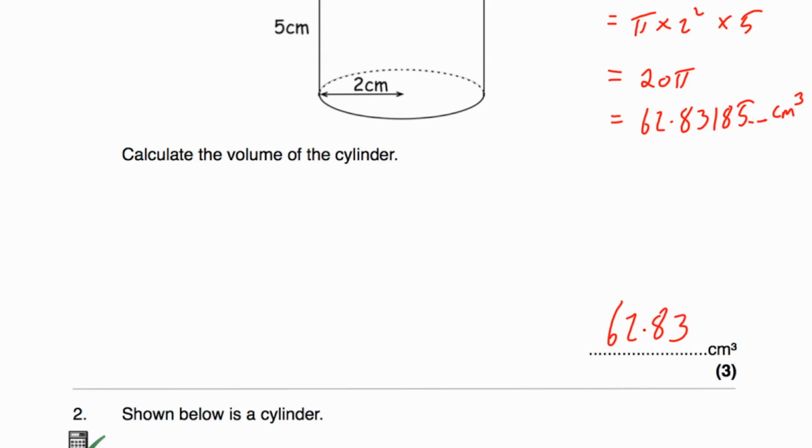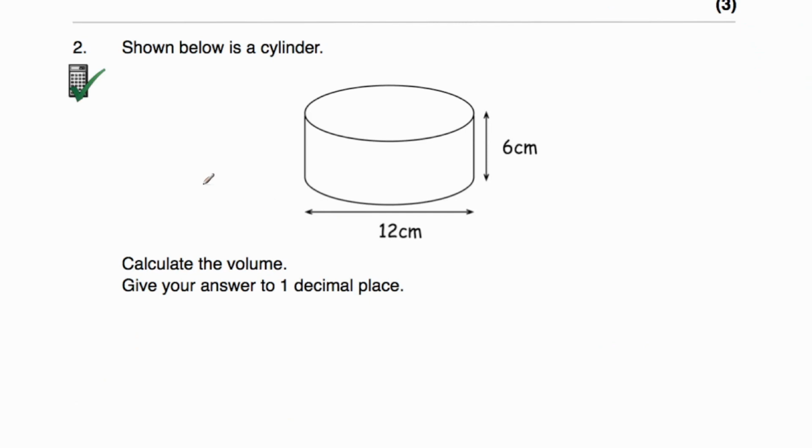Okay, let's have a look at our next question, question number 2. Question number 2 says, shown below is a cylinder. We've been asked to calculate the volume of the cylinder and to give our answer to 1 decimal place. As we can see, it's a calculator question. So the volume is equal to pi r squared h, the area of the circle times by the height. If we have a look at this circle, the diameter of the circle, the whole way across, is 12 centimeters. So that means the radius of the circle, the distance from the center to the edge, will be 6 centimeters.